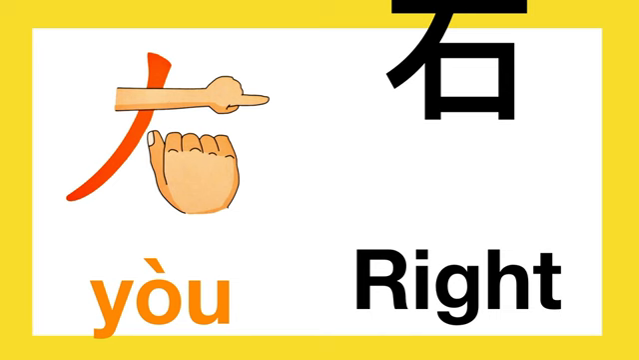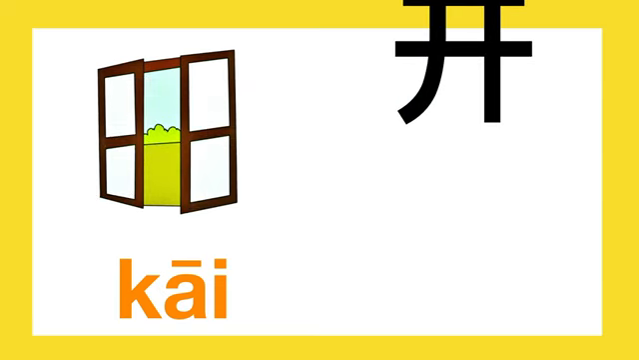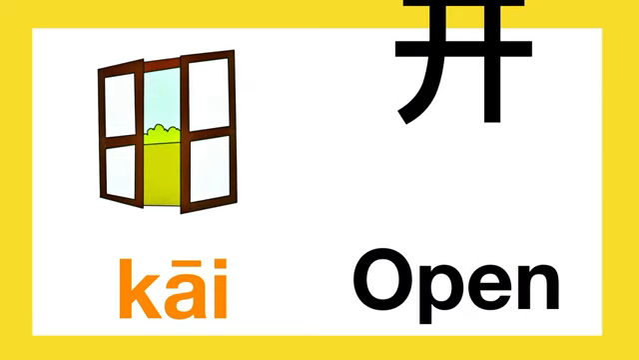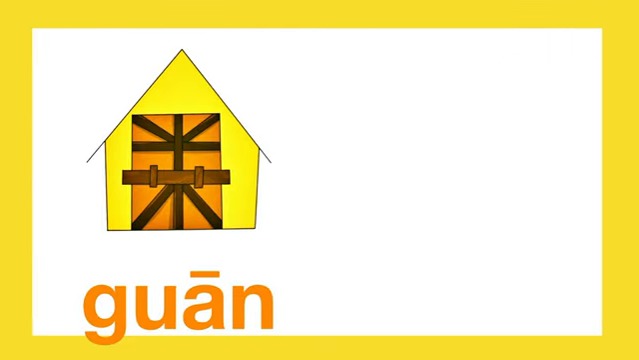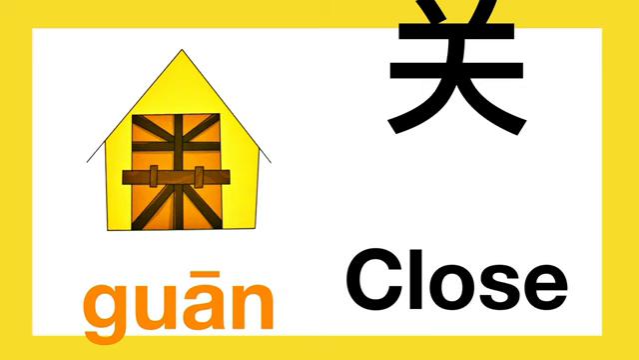右 means right. It looks like the arm pointing to the right. 开 means open. It looks like an open window. 关 means close. It looks like the door is closed.